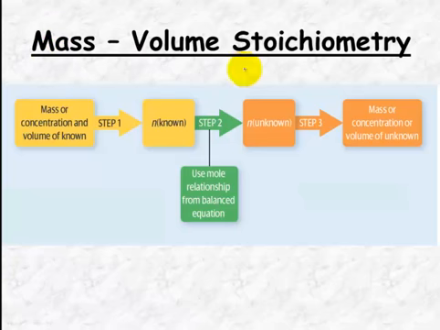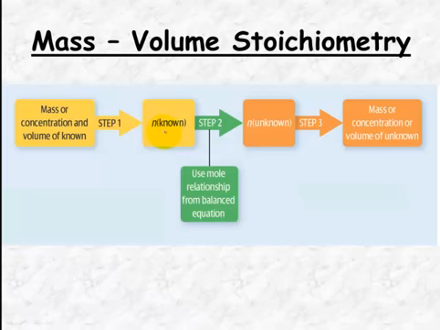Mass to volume stoichiometry. So this is exactly what it suggests. If you know the mass of one of the reactants or the products, you can work out the volume of one of the other products. So if you know the mass, or the concentration and volume, of the known, you can work out the number of moles of the known with C equals n on V, or of course if you know the mass, it's just n equals m on big M.